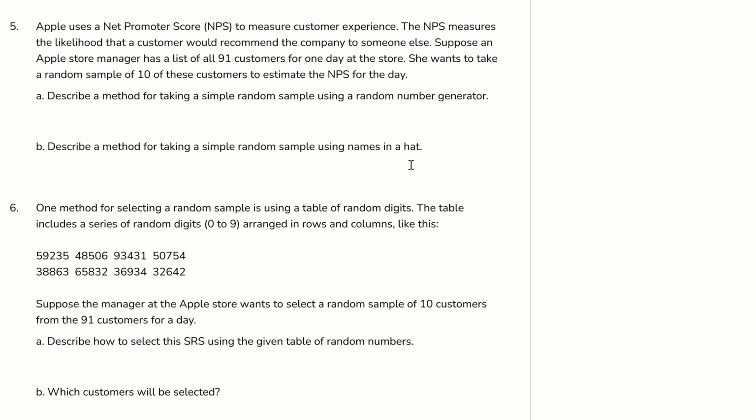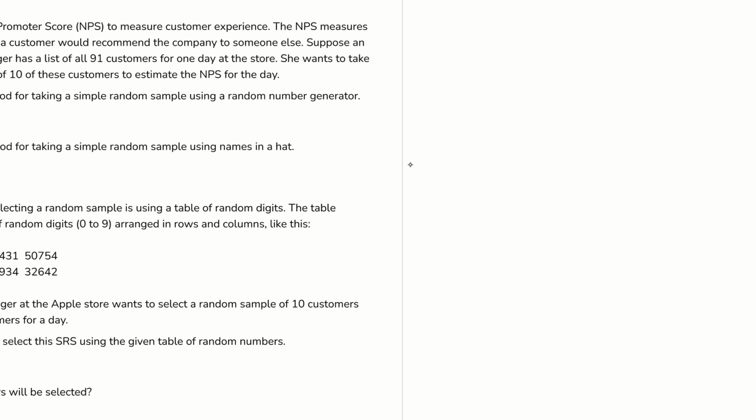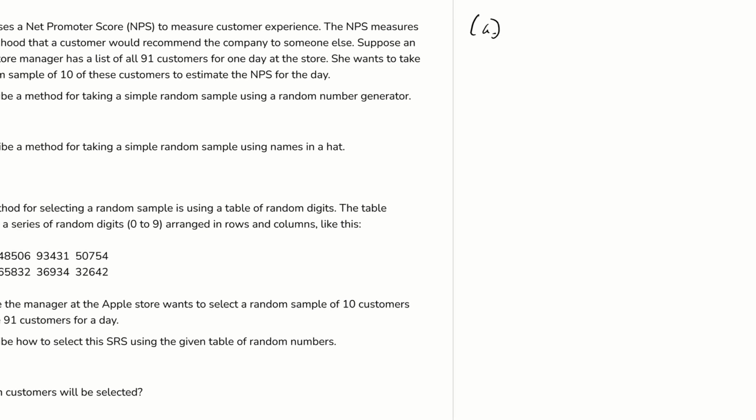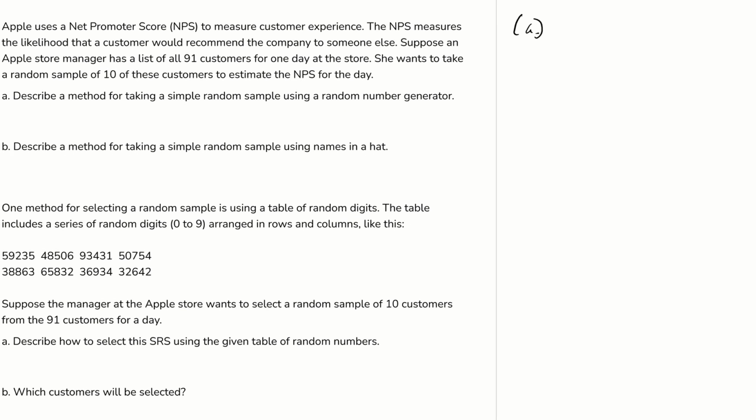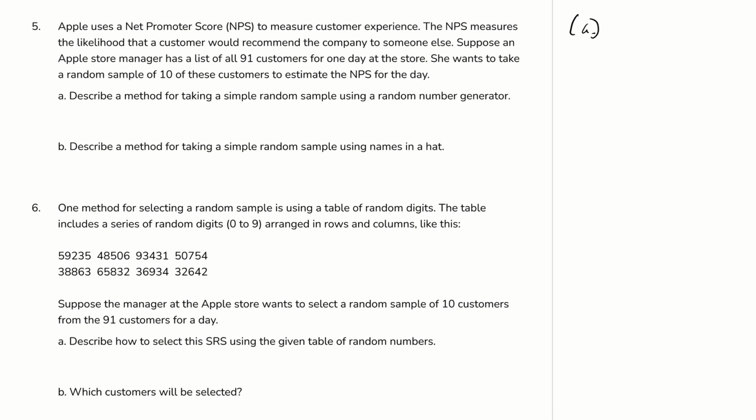So we're going to make sure we specify exactly how to do this. For part A, since we're going to do a random number generator, this is what we did in class, right? You label, then you describe the random number generator. So you're going to generate how many numbers between what and what, no repeats, so numbers that don't repeat. And then the person selected corresponds to those numbers that are generated. So that's a general template.